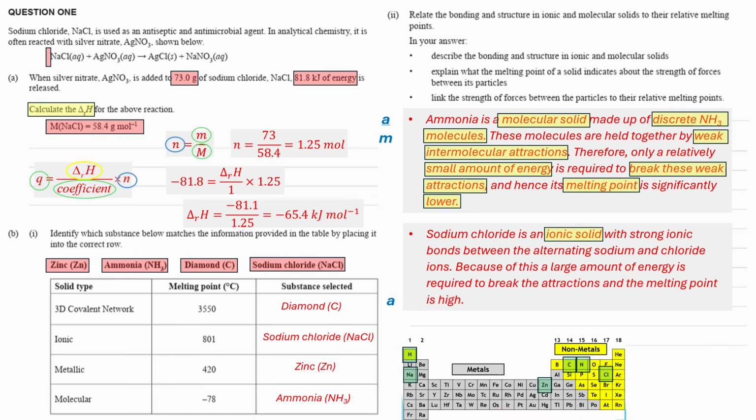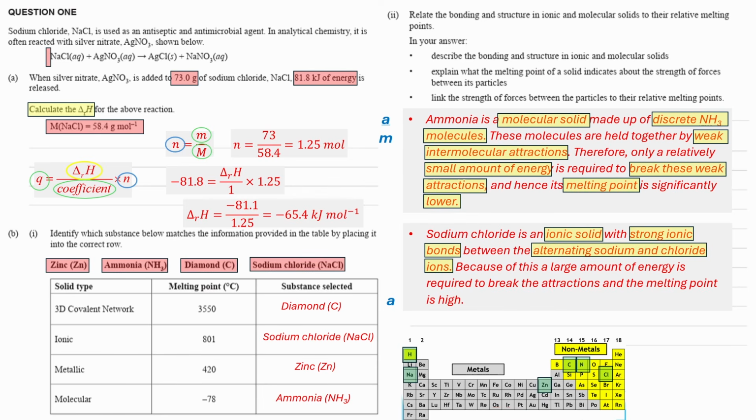In contrast, when we talk about sodium chloride, it is an ionic solid. It has strong ionic bonds between the sodium and chloride ions. You could put between ions. Here I've been more specific and said alternating sodium and chloride ions. If you're not sure what the charge is of the particles, I'd always recommend you just give them their names, okay, and call them ions.